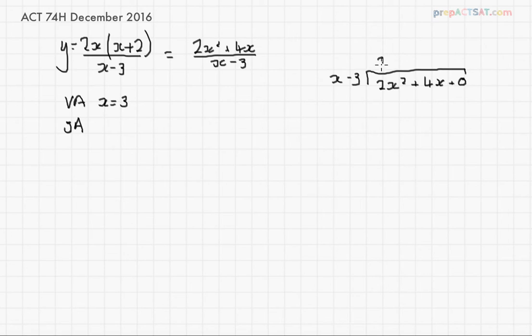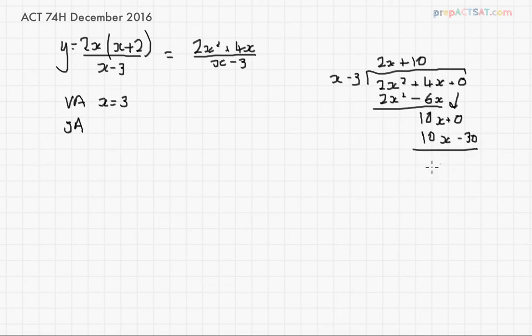So x is into 2x squared, go 2x, multiply that back down, 2x squared minus 6x. Subtract, that's 4x minus 6x is plus 10x. x is into 10x, go 10 times, bring down this 0 here. Multiply this back, 10x minus 30. Okay, so then when we subtract this, we get plus 30.